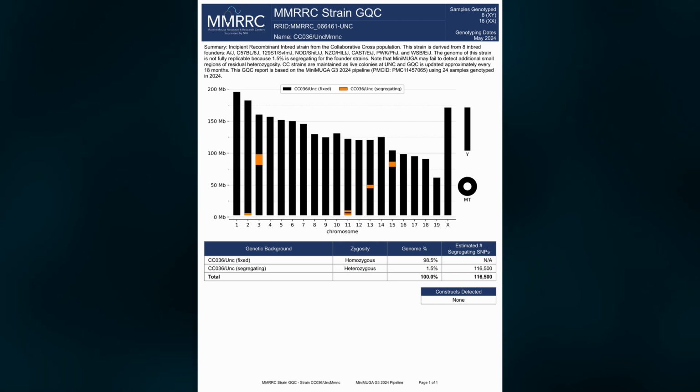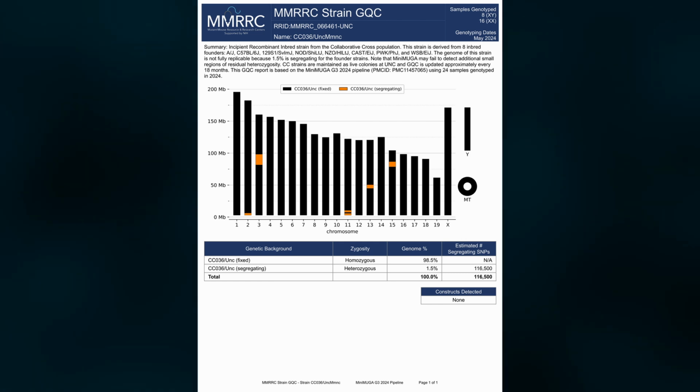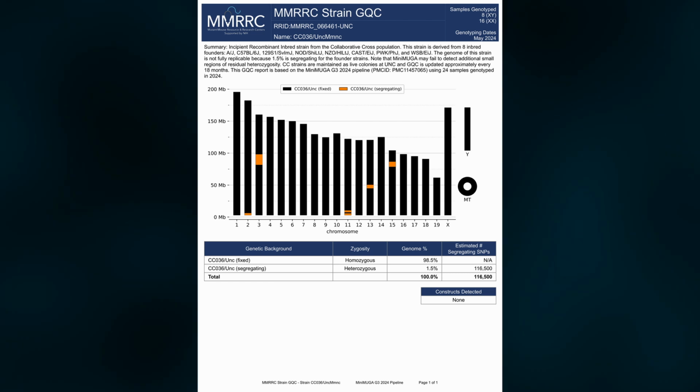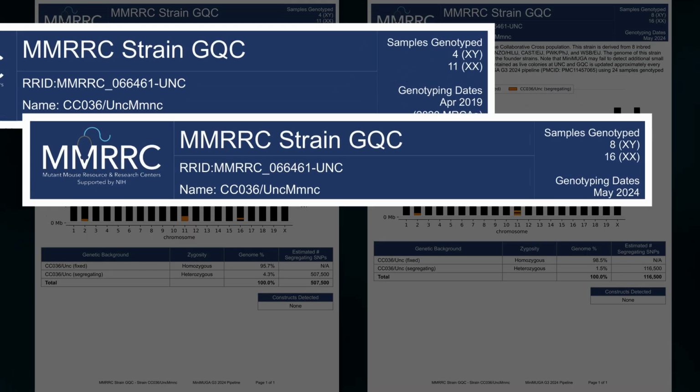CC strains are maintained as live colonies at UNC and are subject to regular mini-muga genotyping. The MMRRC at UNC uses these genotypes to update strain GQC reports approximately every 18 months. This is reflected in 3 ways in the strain GQC report.